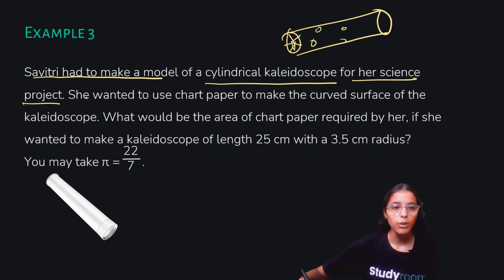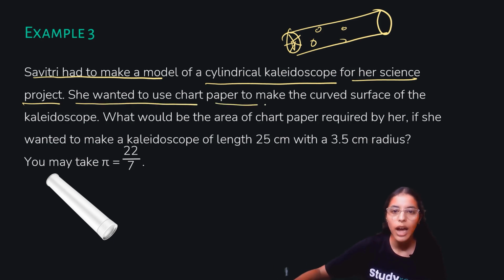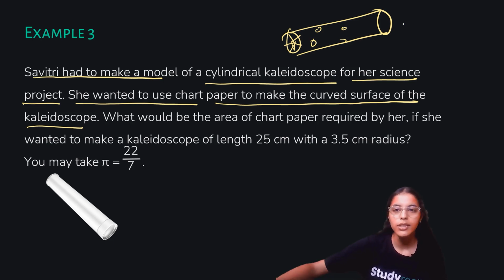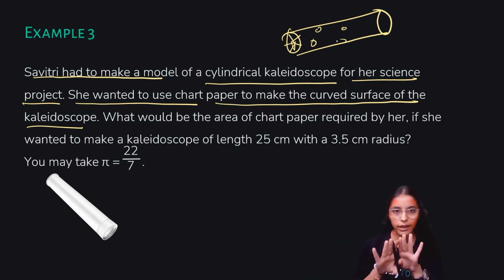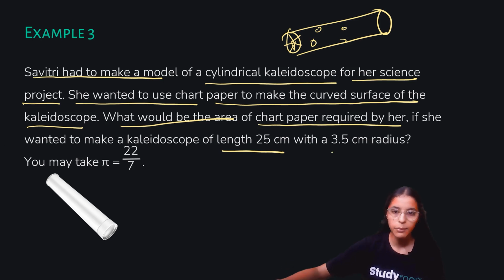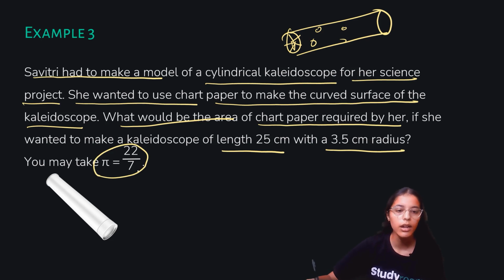So now she wants to make a cylindrical kaleidoscope for a science project. She wanted to use a chart paper to make the curved surface area of the kaleidoscope. She wants to make it with a chart paper, and how can she make it? By rolling it, right? So what would be the area of the chart paper required by her if she wants to make the kaleidoscope of length 25 centimeter and radius 3.5 centimeter, and pi is given to us as 22 by 7.